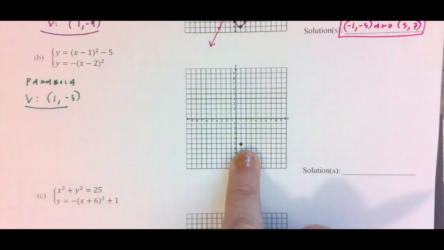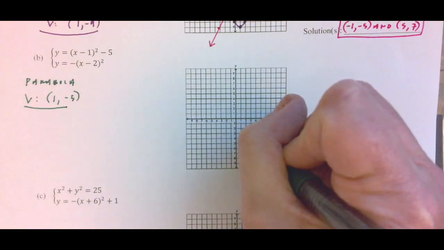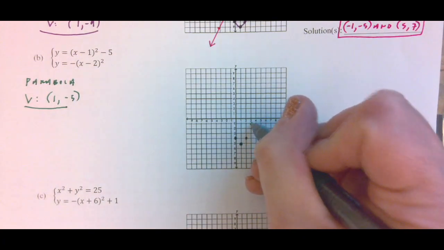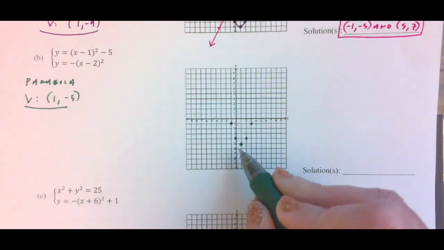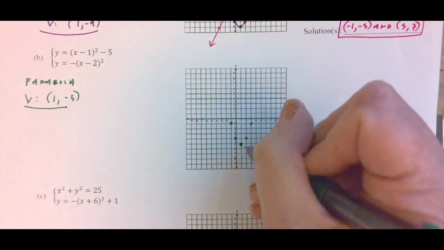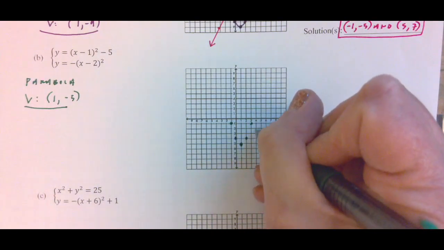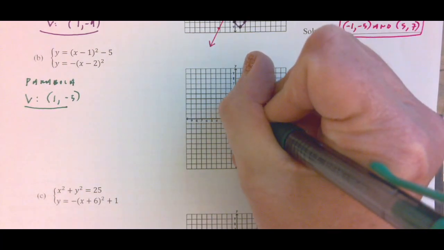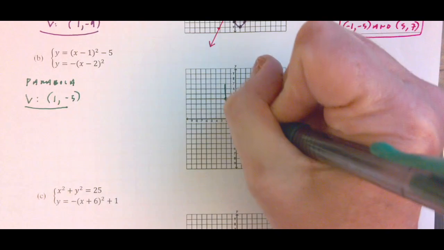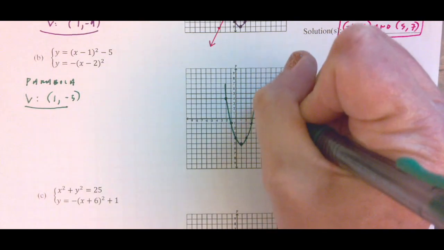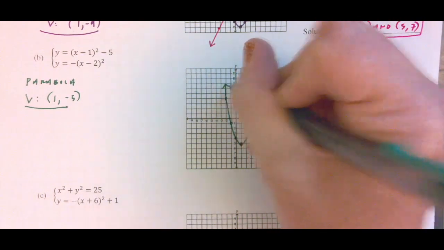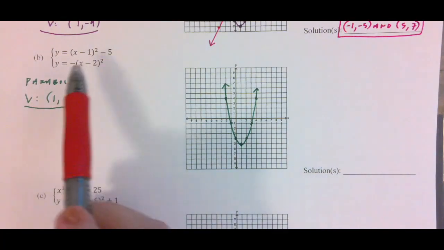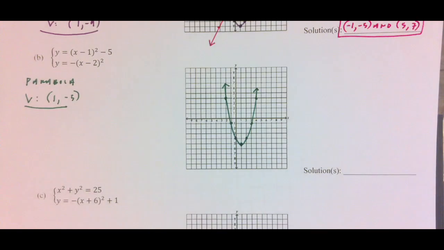Okay, I can see that the a value is just 1. So I'm going to graph it using my parent function points. So over 1, up 1, back to the vertex, over 2 and up 4, back to the vertex, over 3 and up 9, here and here. Connect the dots. There is your parabola.